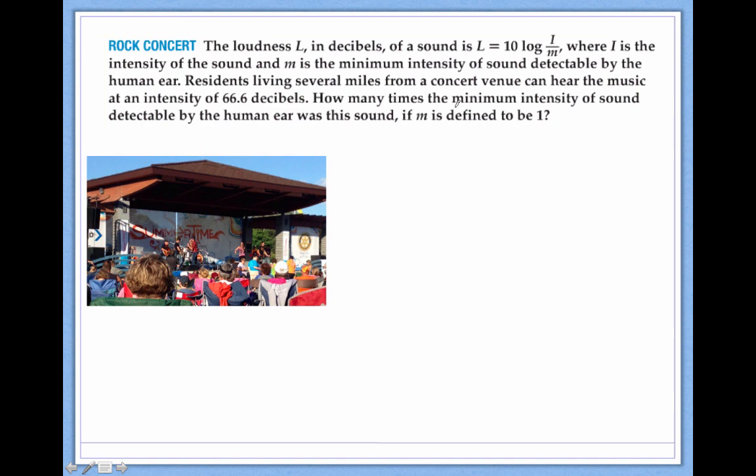It also has to do a lot with sound. We can do some sound things here. This is the loudness, or the decibels. I is the intensity of the sound. M is the minimum intensity. So if we can hear something at 6.66 decibels, that's going to be the loudness. And then I have 10 log, how many times the minimum intensity of sound detectable by the human ear, if the M is equal to 1. So then it's I divided by 1.